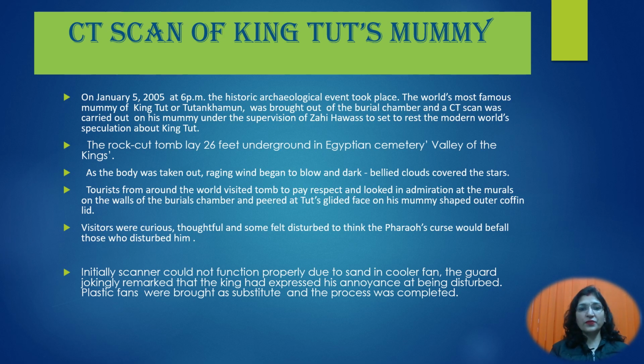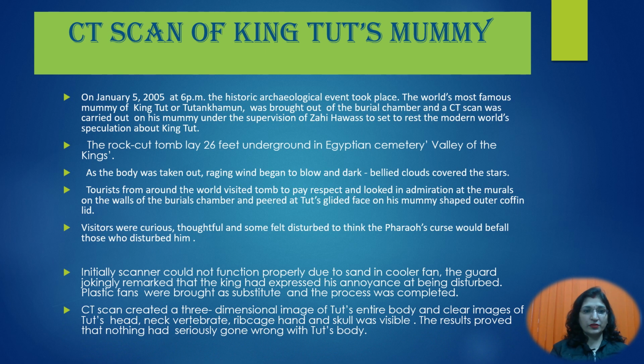However, plastic fans were brought as a substitute, and the whole process of scanning was completed without further hindrance. Now, the CT scan created a three-dimensional image of Tut's entire body, and clear images of Tut's head, neck vertebrae, rib cage, hand and skull were visible. The results proved that nothing had seriously gone wrong with Tut's body.